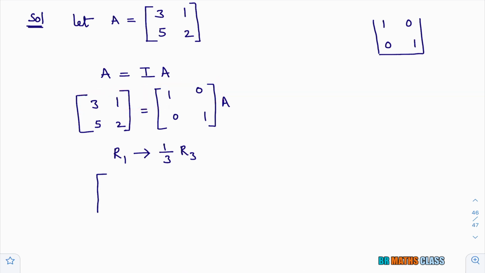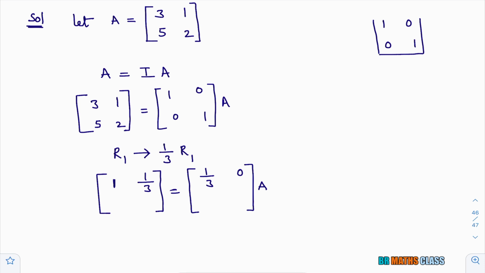R1 changes, right? All the elements of the first row change. R1 becomes 1 by 3 into R1. 1 by 3 into 3 is 1. Next, 1 by 3 into 1 is 1 by 3. Next, 1 by 3 into 1, that is 1 by 3. 1 by 3 into 0, that is 0.